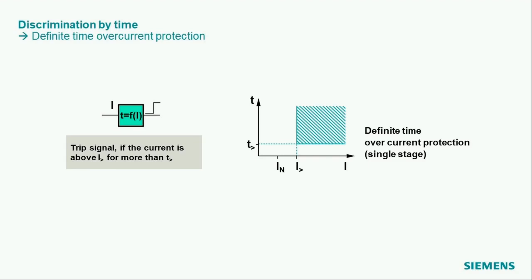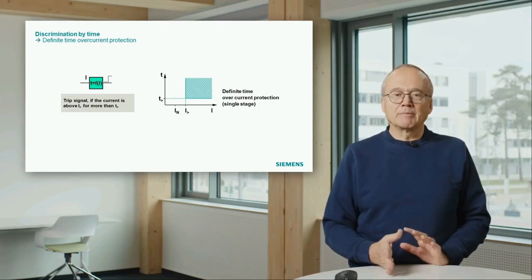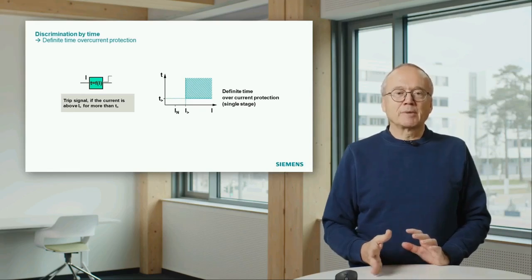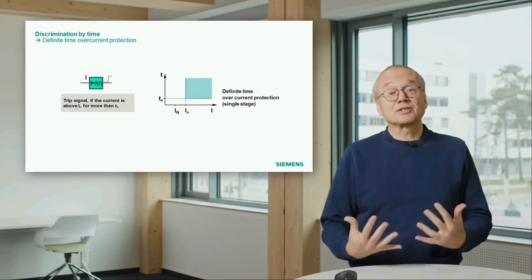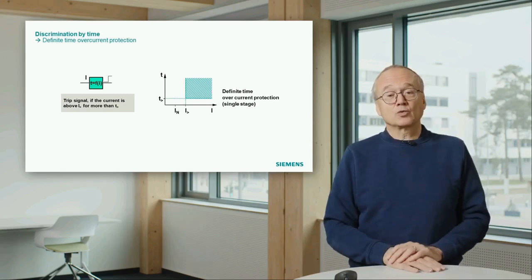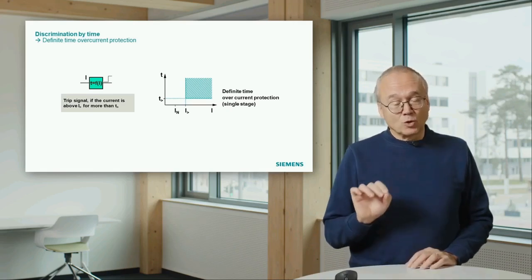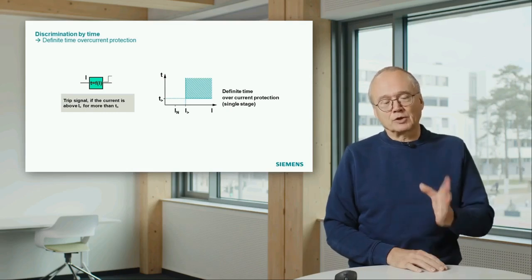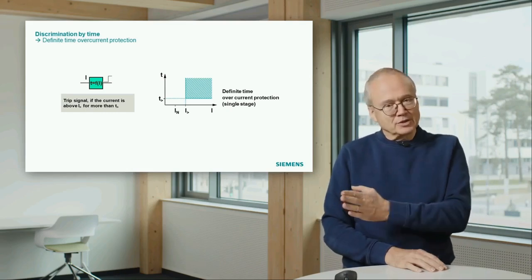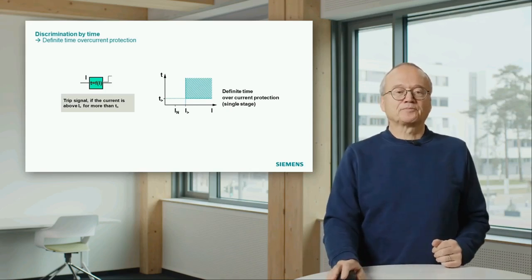That means you have a characteristic with a setting value I greater, and as soon as the measured current is above this value, we will start a timer, and after this timer that has a settable value has elapsed and the current is still there, we will then issue a trip command. And it's called definite time because this time delay is independent of the size of the current. If the current is above this value, the time delay is always the same.